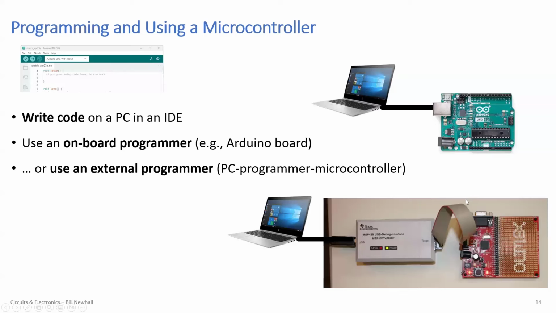For professional development, I've seen it's more common to use some kind of external programmer. This is a TI external programmer. There are various versions. There's a Microchip programmer. These are the modules that connect between the PC on this USB side to some kind of interface to the microcontroller, JTAG or otherwise, on the microcontroller side. So you compile the code and then you download and you run the code on the microcontroller and debug if you need to.